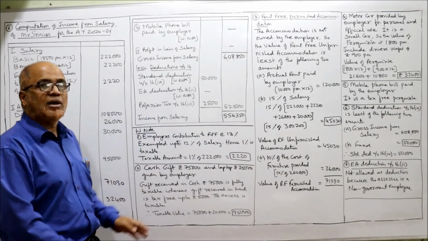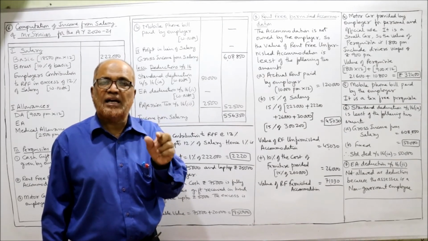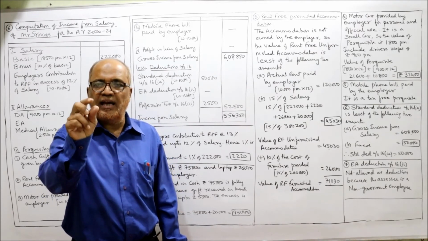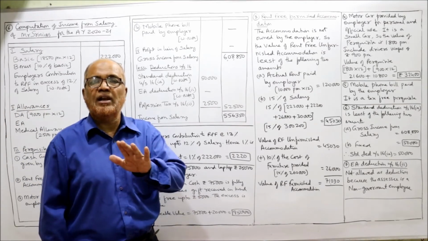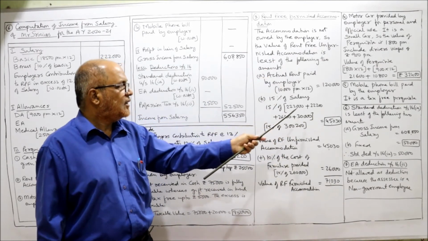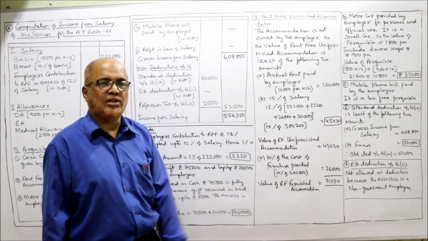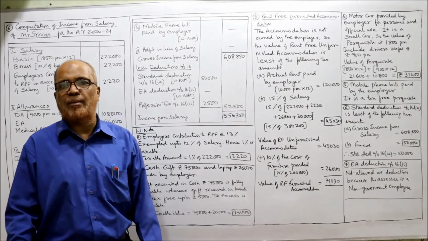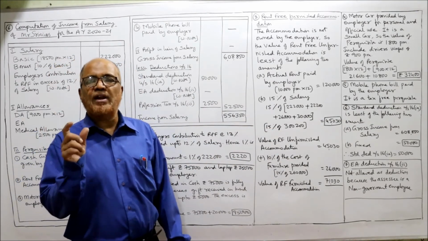Remember DA 1,08,000 I have not taken because DA will be taken only if it enters for retirement benefit. If in the problem it is specifically given that DA enters for retirement benefit, then only we should take the DA. Otherwise, DA will not be taken while computing salary for the purpose of RFA. Then take the total of these four amounts, 3,00,200; 15% of that is 45,030. Now, the least of these two amounts is the value of rent-free unfurnished accommodation. The least is 45,000.